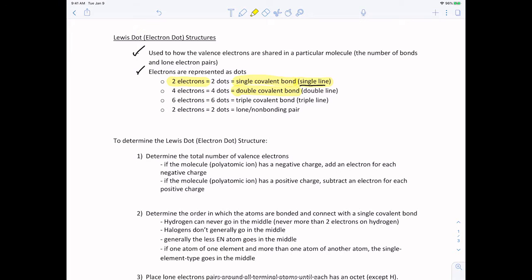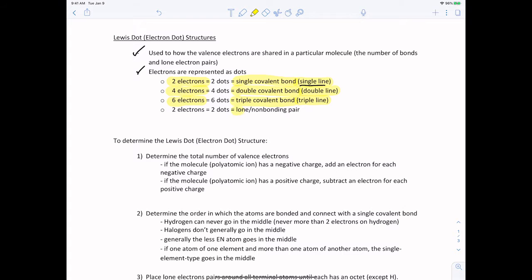We can have double bonds. Double bonds are just that. They're double, so 4 electrons, 2 lines. We can have a triple bond. A triple bond is literally triple, so 6 electrons or 3 lines.